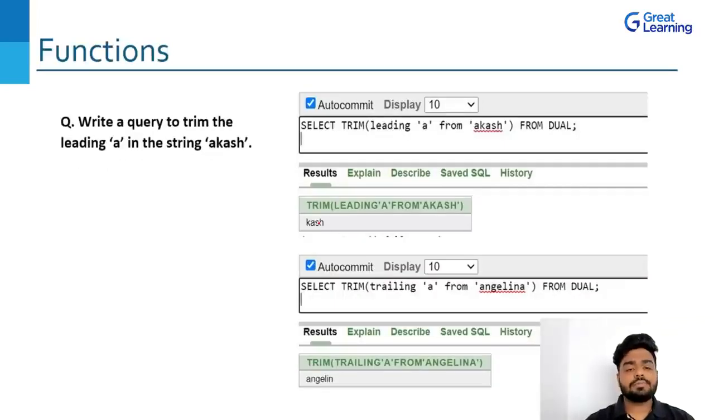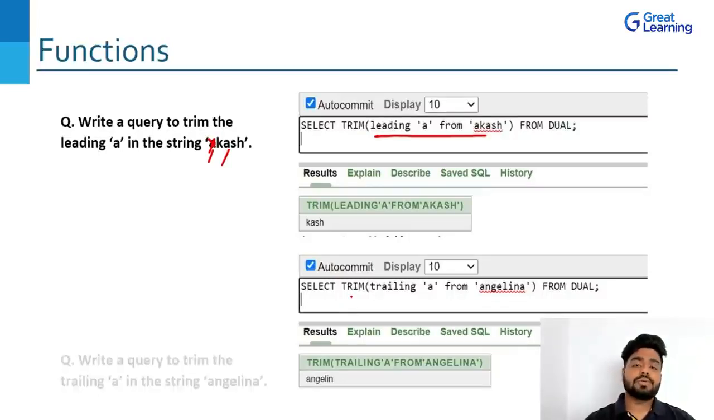Write a query to trim the leading A in the string Akash. Akash is a string and we want to trim the leading A. Leading A means the very first A, because we have two A's in this name and you want to remove the first A. That's it. Now if you see, select trim, we have used leading A from Akash. So when you write like this, it understands that you want to remove the first A from the string.